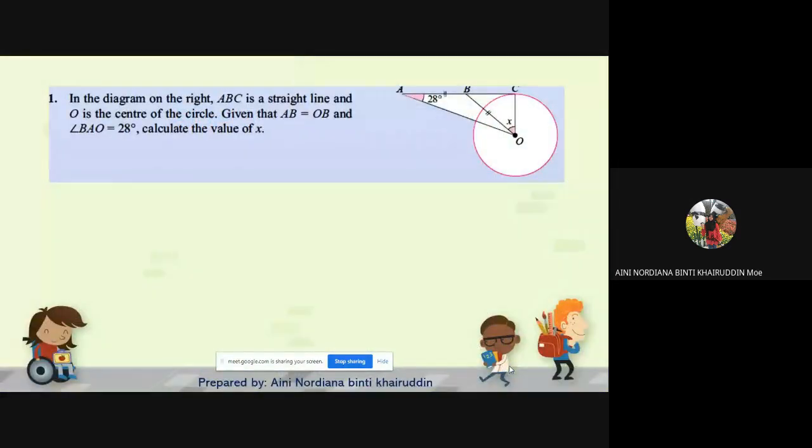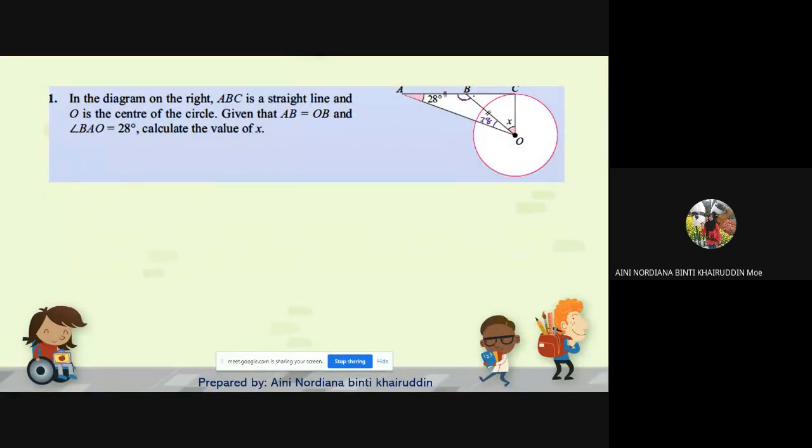Question number 1. In the diagram on the right, ABC is a straight line and O is the center of the circle. Okay. So given that AB equals OB, already mentioned in the diagram, and angle BAO is 28. Calculate the value of X. Since ABO is an isosceles triangle, so the angle here is 28. Then you can calculate this angle.